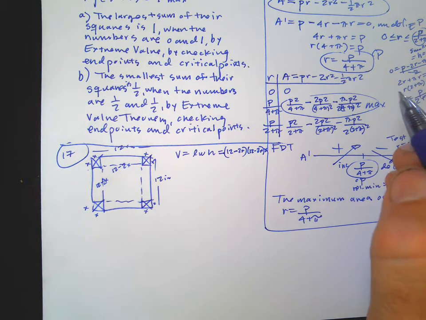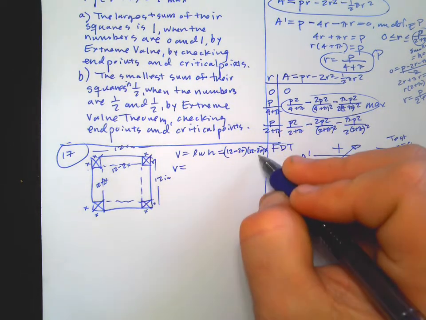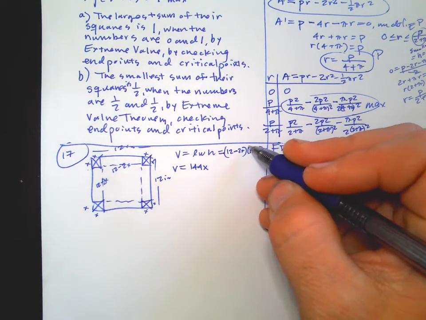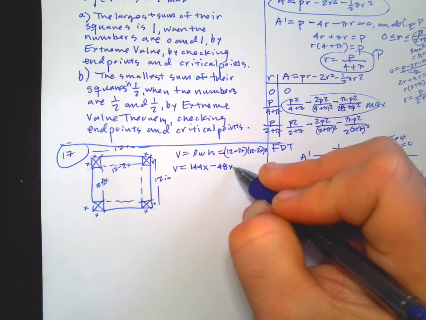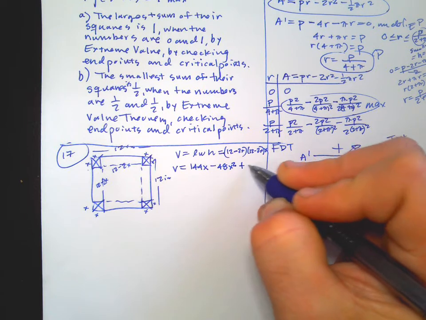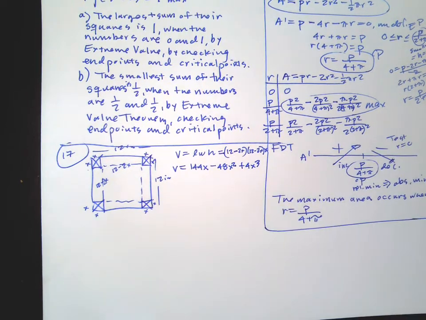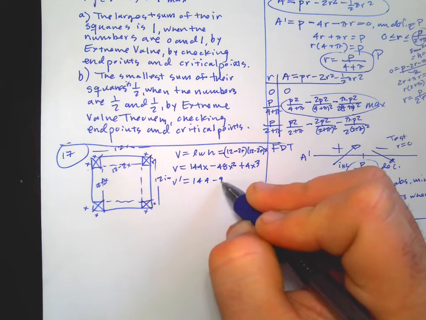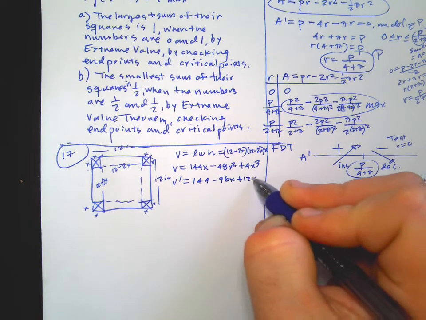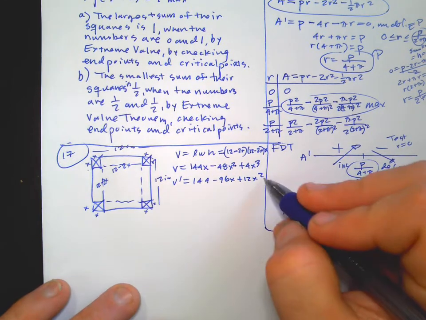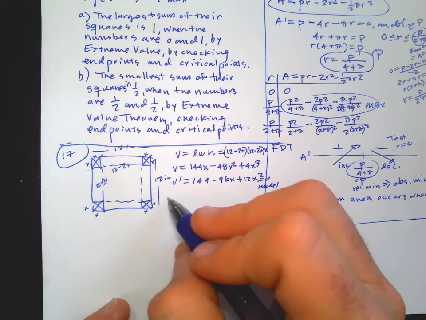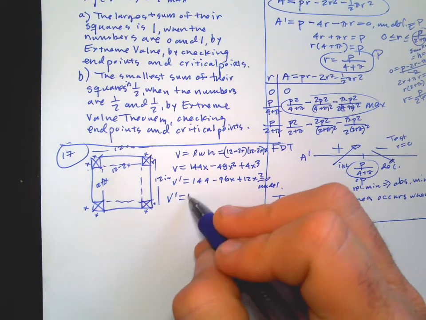So that's our volume. If we multiply this out, we get 144x minus 48x squared, and then positive 4x cubed. Now the nice thing about this, it's all in one variable. So we can take the derivative, 144 minus 96x plus 12x squared. Then we could try and solve this, set it equal to 0 or undefined. Let's see if I can factor this. Is there a GCF we could take out? I think we can take a 12 out of everything. That's going to make everything easier.